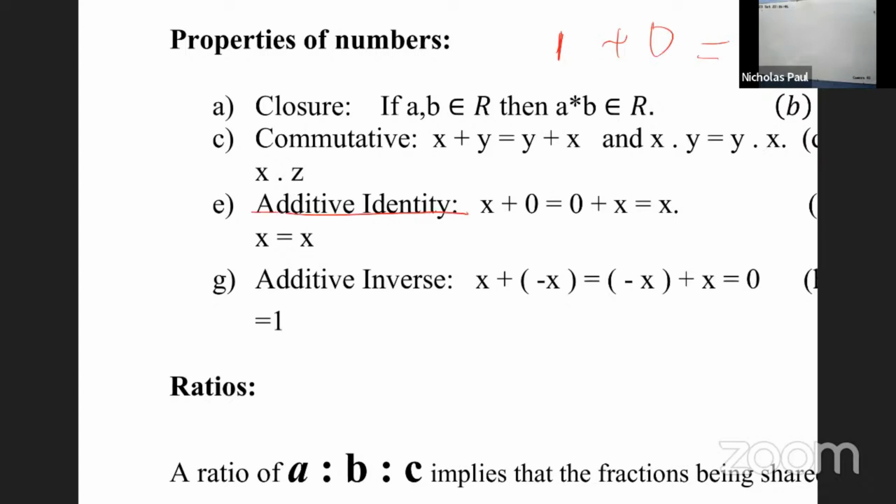Let's say you have to get the additive inverse. Let's say 1 plus what will give you 0? Minus 1. Minus 1 is called the additive inverse. One of the years they asked you what's the additive identity, so you need to know those things.